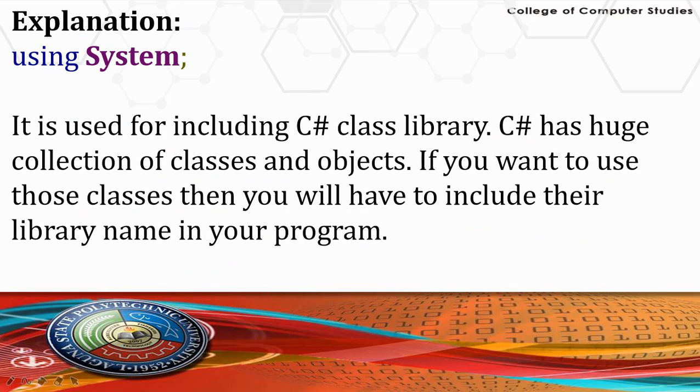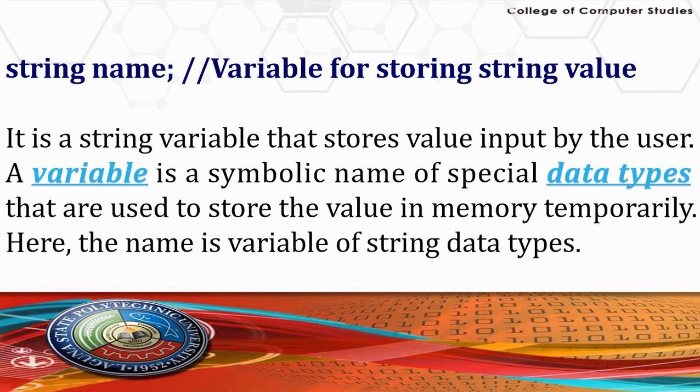We use the keyword using in order for us to access the class library. So what is a class library? A class library is a collection of classes and objects. So if you want to use this particular library, then you will have to include the name of the library in your program. And of course, you're gonna use the keyword using. And then I have inside our main method a variable.